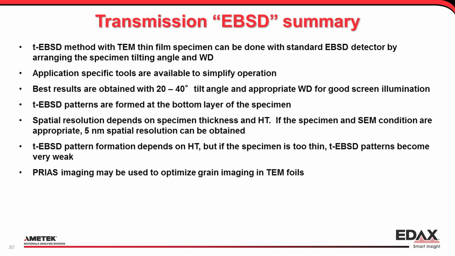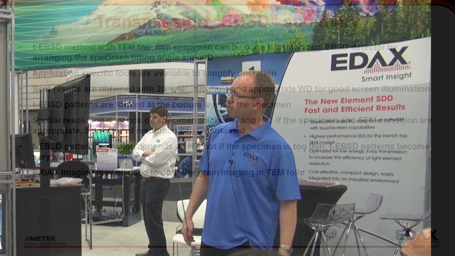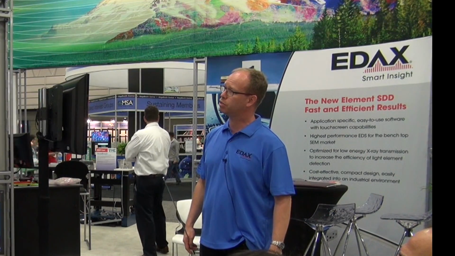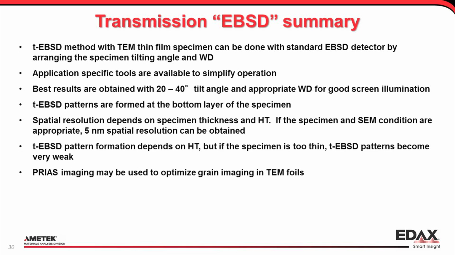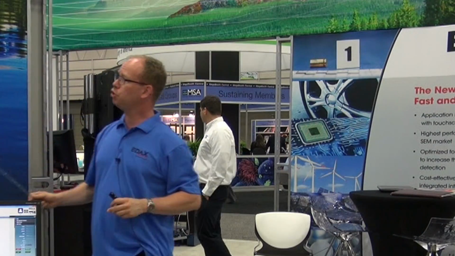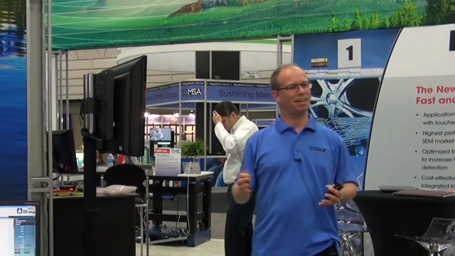So just to summarize that, the transmission EBSD, you can do it with a standard EBSD detector by changing the specimen tilt angle, working distance. There are some application-specific tools available in the software. We found that the optimum tilt is 20 to 40 degrees for the optimum illumination of the phosphor screen. Even if you have multiple grains on top of each other, it's really the bottom grain that shows the diffraction pattern. So it's not too much of a problem if the grains are so small that you have multiple on top of each other. Spatial resolution depends, as I've said already a few times.